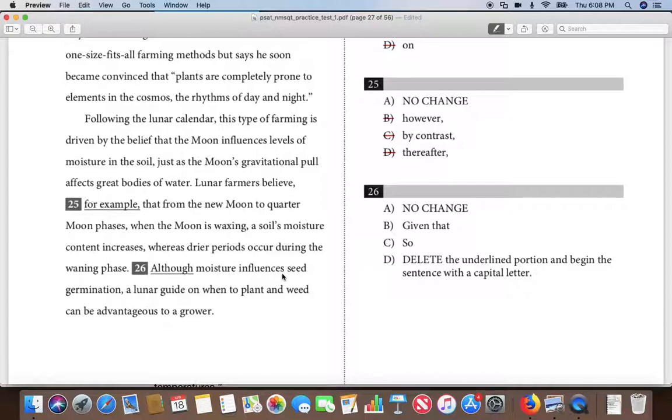I agree. Yeah, does that make sense? Right? Because moisture influences seed germination, because of that fact, that causes a lunar guide on when to plant and weed to be advantageous. Does that make sense? I think we can eliminate some answer choices here. We can eliminate A, because it's not contrast. We know that. What about D? Ava? Moisture influences seed germination. A lunar guide on when to plant and weed can be advantageous to a grower. Do you guys see what's wrong with answer choice D?